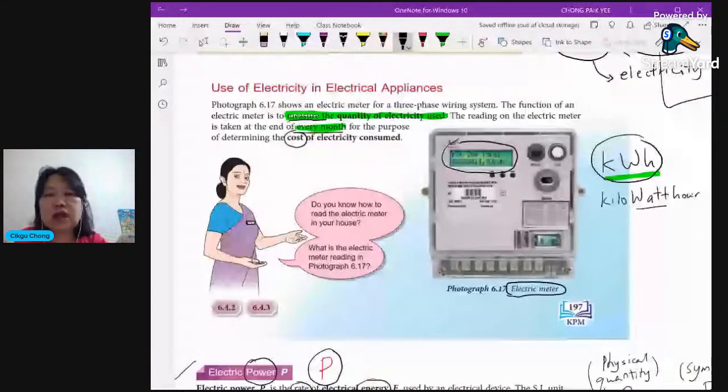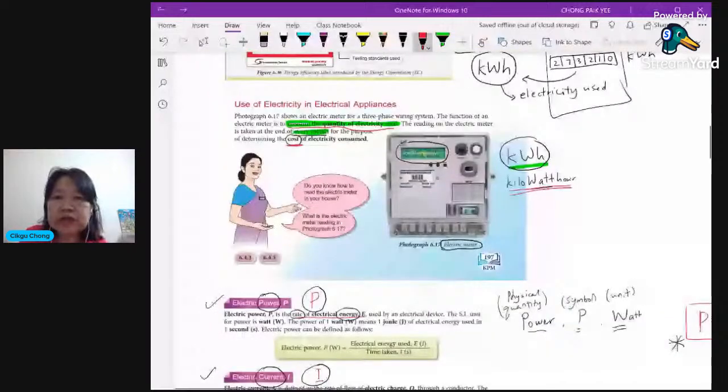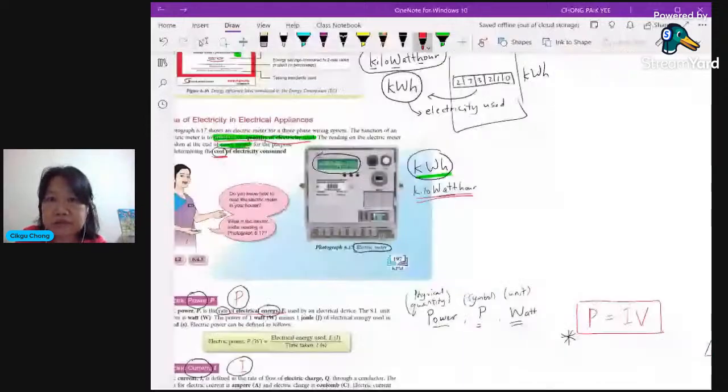How much is your bill for that month? Okay, let's see. The unit is kilowatt hour. All right. Now, first of all, you need to know how much current your electrical appliances in the house use. So how to find it?